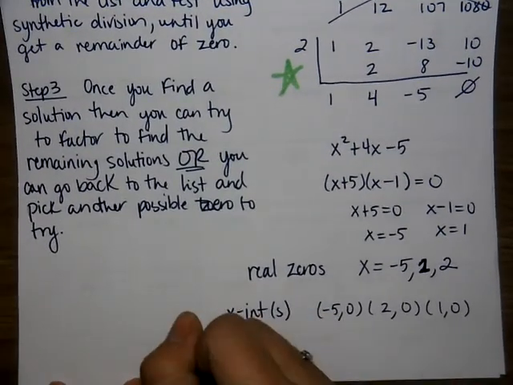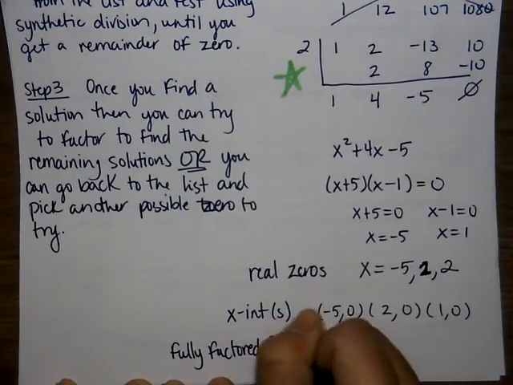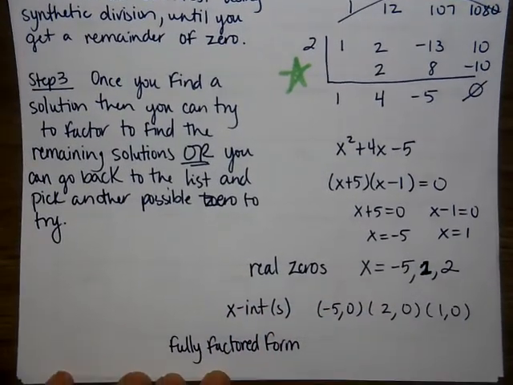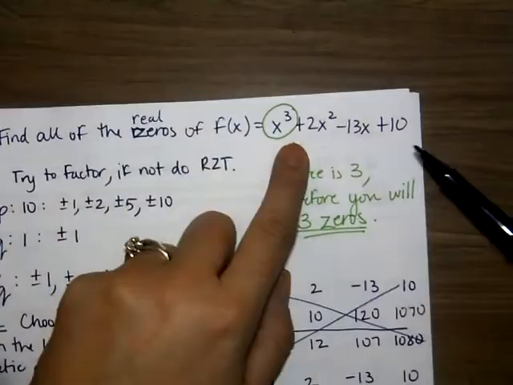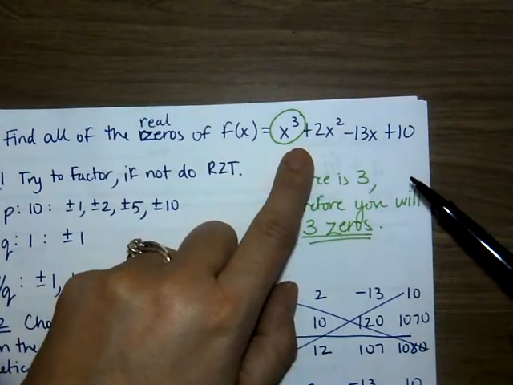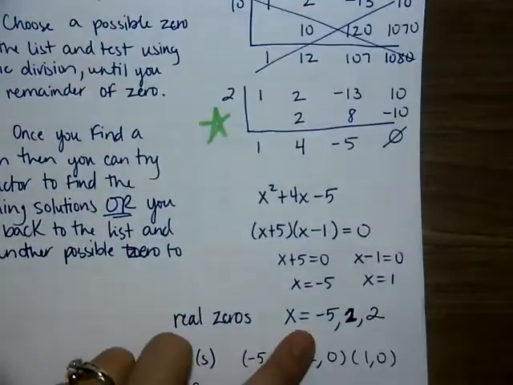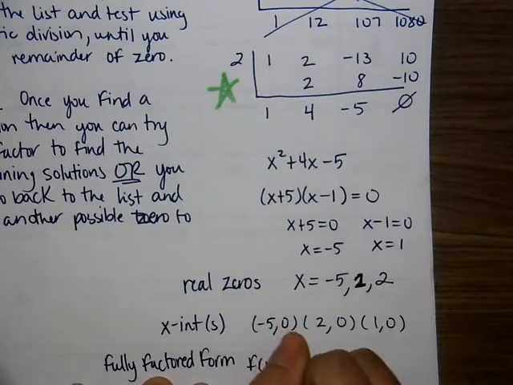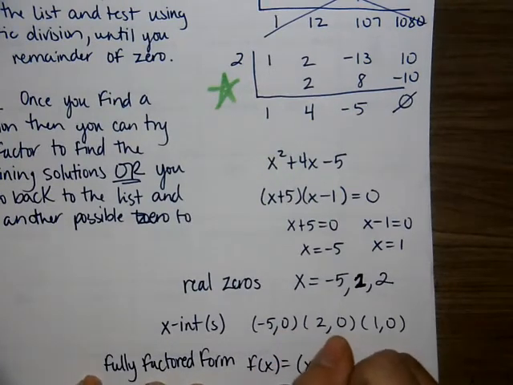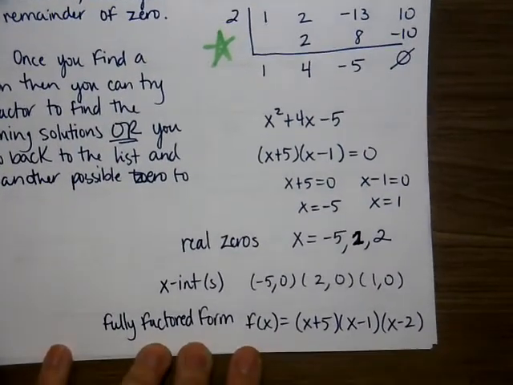If it said give your answer in fully factored form, I want you to think about what that would look like. What that's asking you to do is go back to the beginning and write this in factored form. But we didn't know how to factor it before, right? But now we know all the zeros. These zeros produce factors. So this would be f of x equals x plus 5 times x minus 1 times x minus 2. And that would be considered fully factored form.